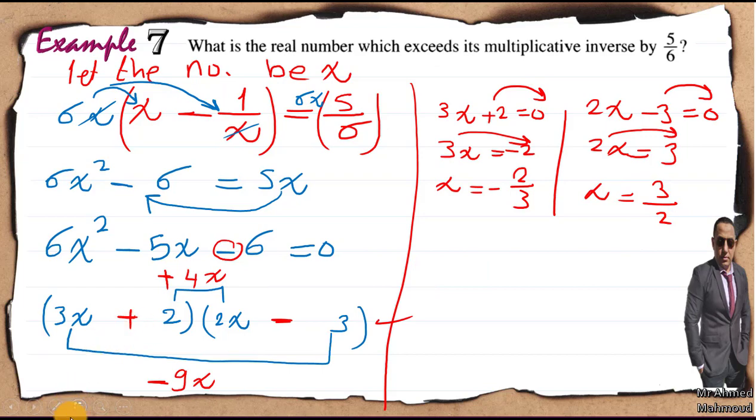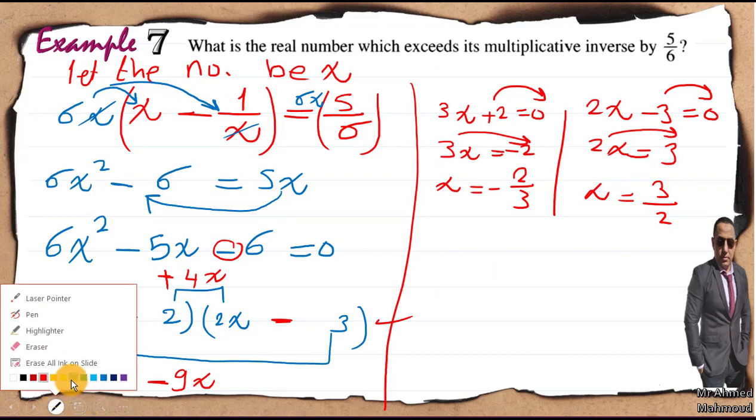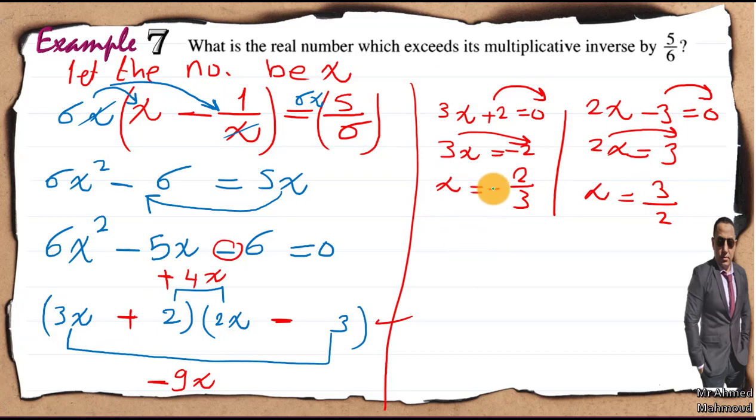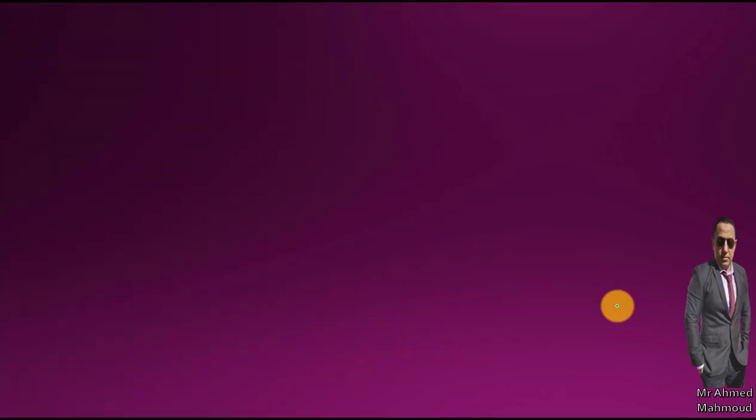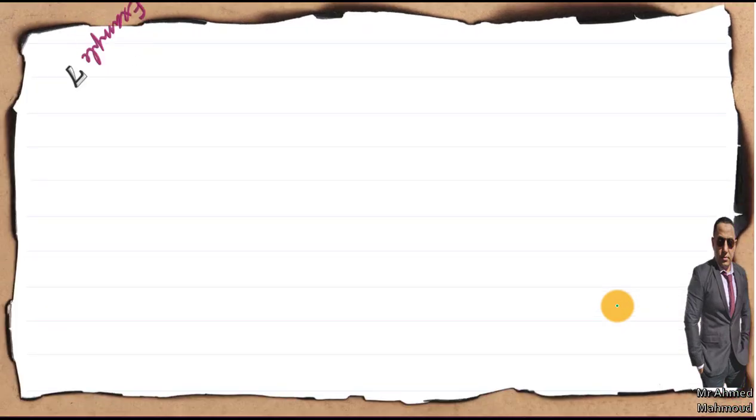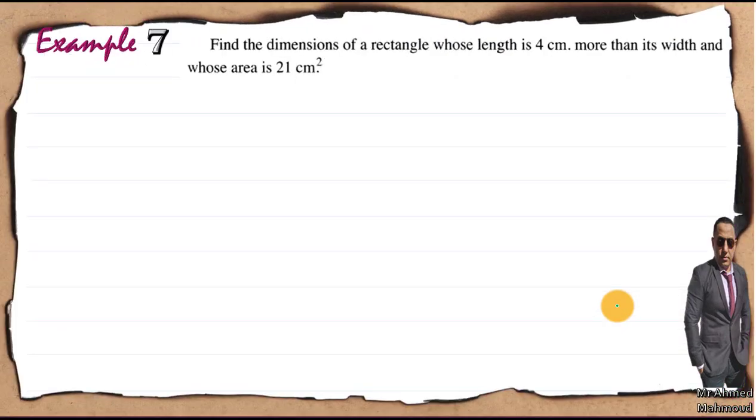Okay, finally, the real number is negative 2 over 3 or 3 over 2. Therefore, the number is negative 2 over 3 or 3 over 2. Okay, now this is not 7, it's 8. It's okay. Find the dimensions of a rectangle whose length is 4 more than its width, whose area is 21.